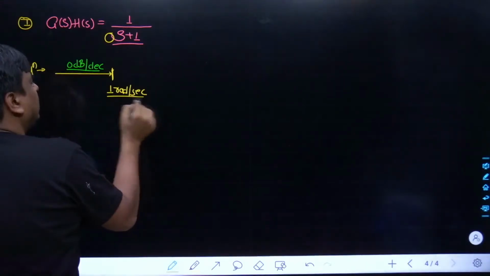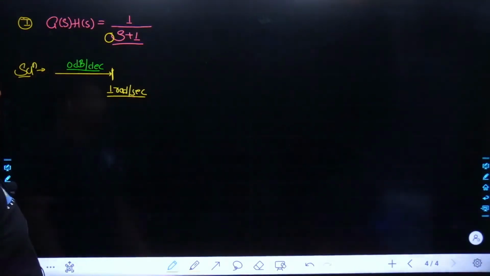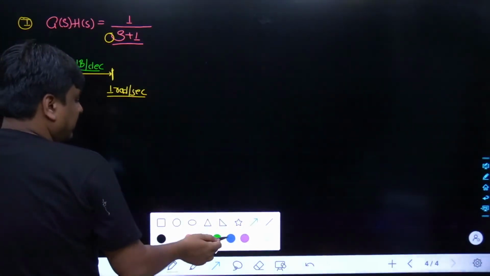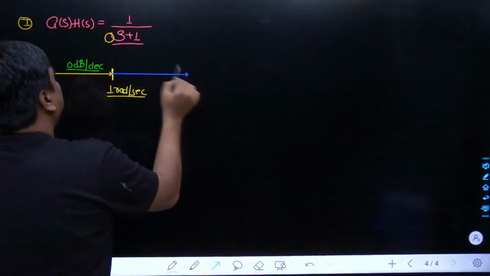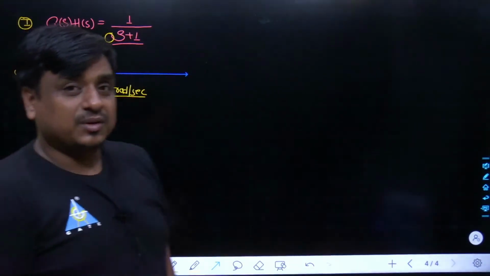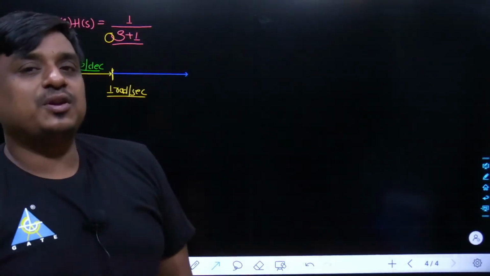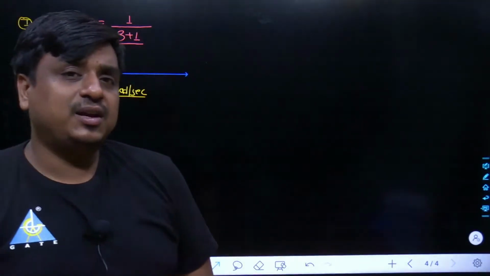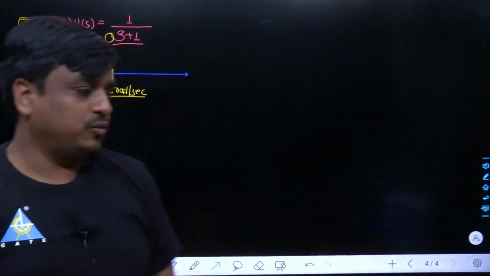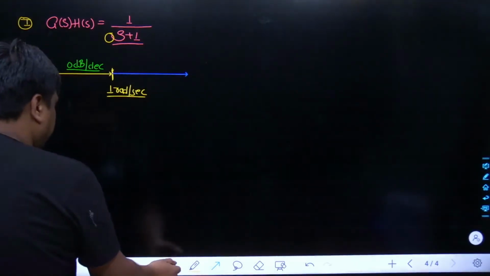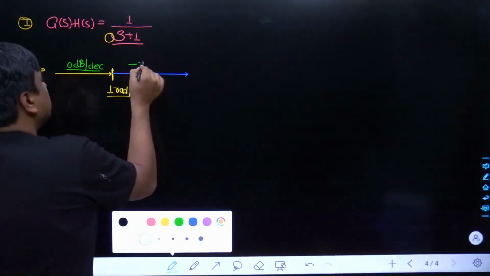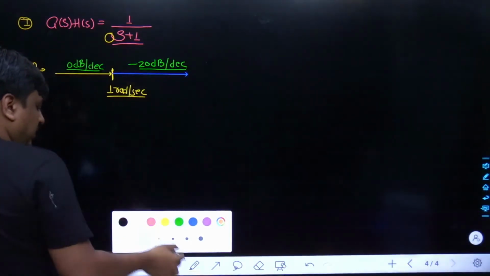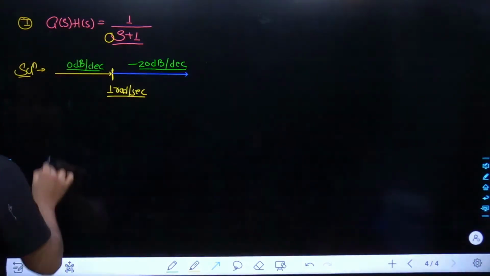After 1 radian per second, what would be the slope now? The slope would change from 0 dB to minus 20 dB per decade. Why is it so? Because now there is the introduction of one pole. Because of one pole the slope is minus 20 dB, because of 2 minus 40, because of 3 minus 60, because of 1 zero plus 20, because of 2 zeros plus 40, and so on and so forth. Did you understand what I'm saying? From here onwards, the slope changes from 0 dB per decade to minus 20 dB per decade.